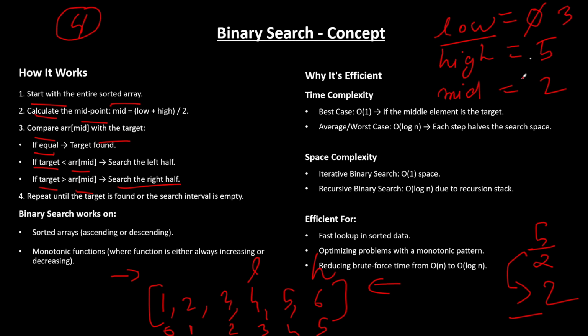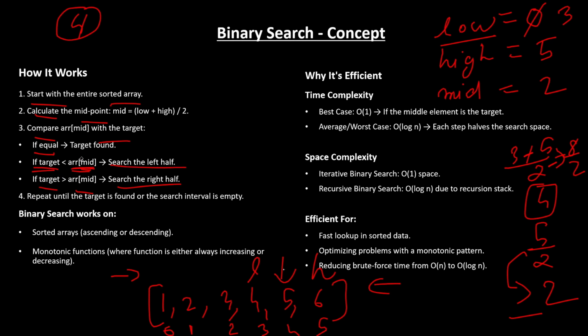So now you will calculate the mid value again, right? 3 plus 5 gives us 8, right? 8 divided by 2 gives us 4. So the mid index for this range is this. You come here, value 5. Now you check that this array of mid is greater than the target value. Now what will we do? We will search the left half of the range.